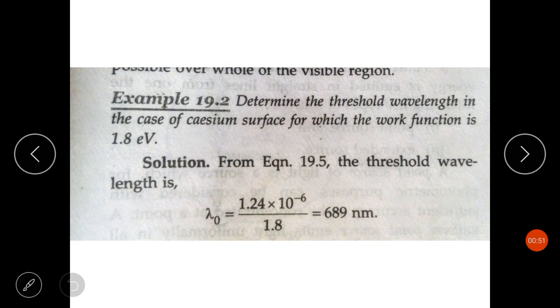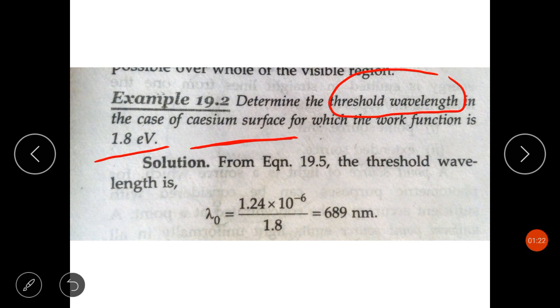Suppose the numerical is like this: determine the threshold wavelength in the case of a cesium surface for which the work function is 1.8 electron volt. The surface is given here, the work function of the surface is also given, and we are asked about the threshold wavelength required by this surface for the electron to come out from this surface.